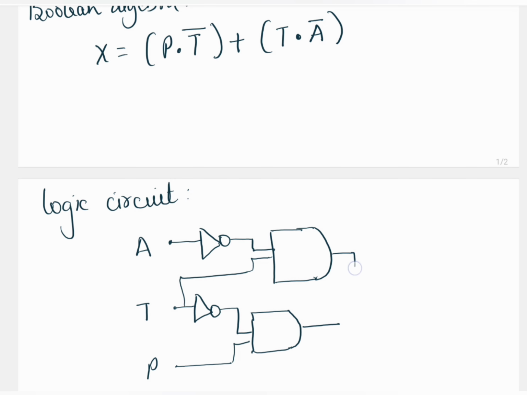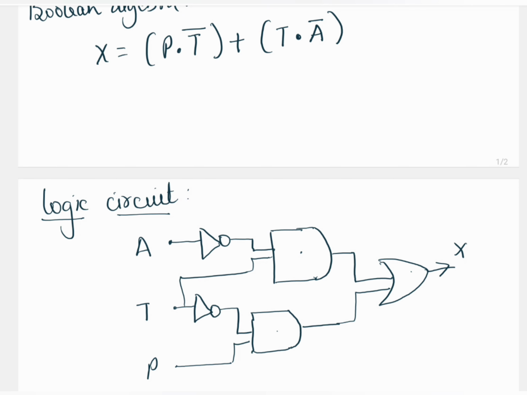And between the two AND gates, there is an OR gate. And the output is X. How do you check that? This is 1 gate, 2 gates, and 3 gates with 2 NOT gates. So we have got 3 main gates and 2 NOT gates. That's how we get to know that the logic circuit is perfect.